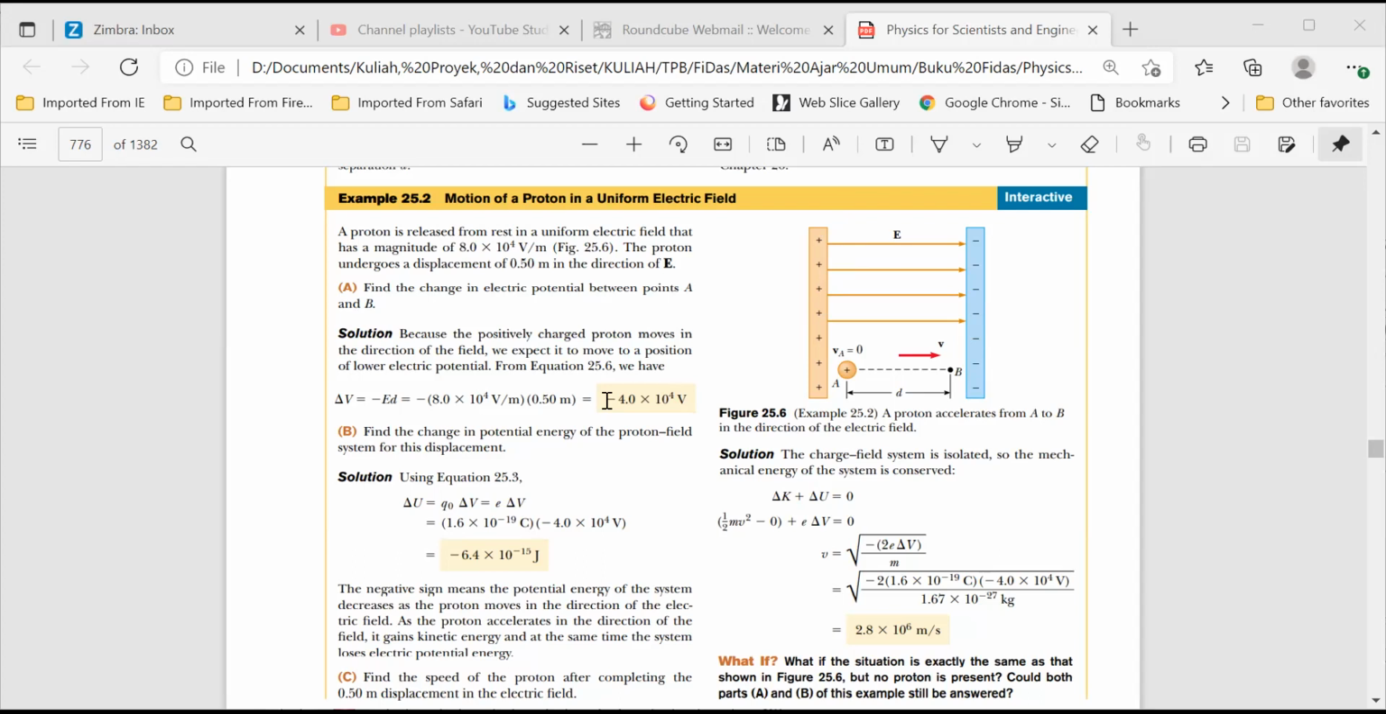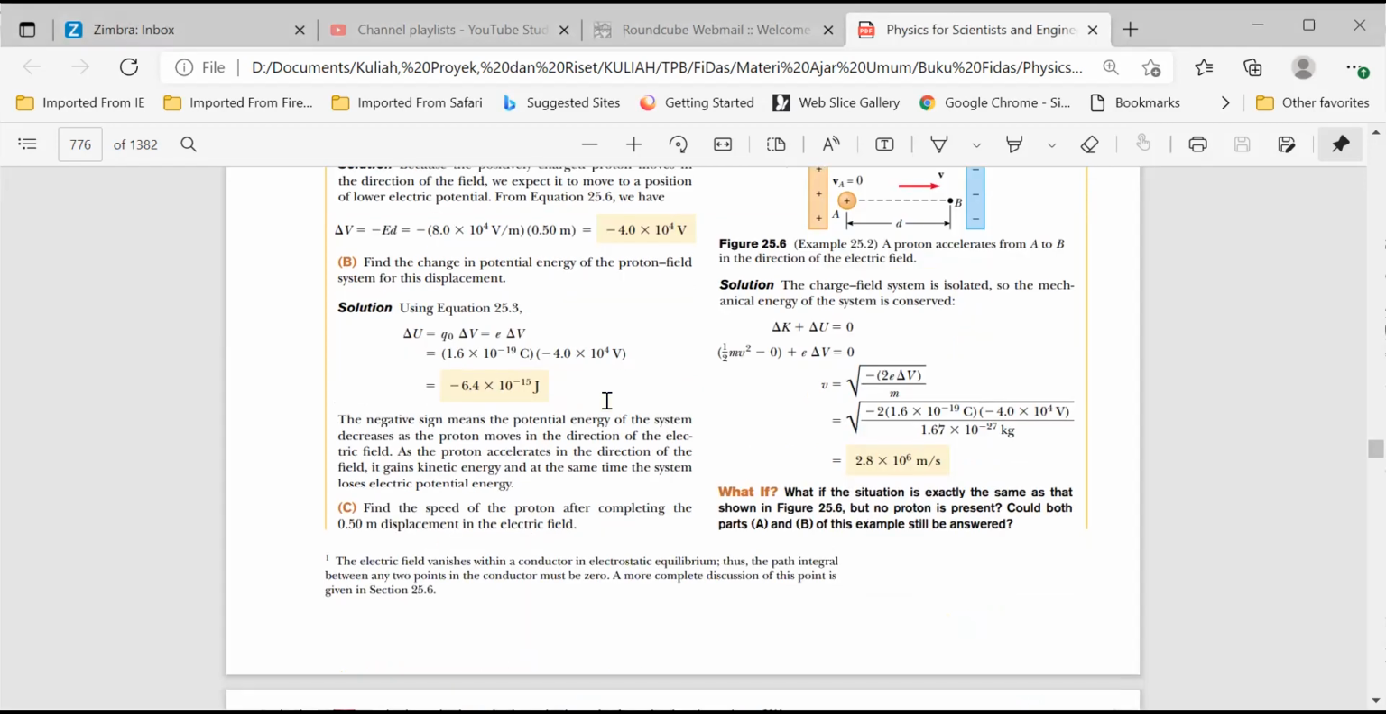B, for example, find the change in potential energy. So you just multiply it with the test charge. So this should be delta U here. C, find the speed of the proton after completing the displacement of 0.5 meter in the electric field.